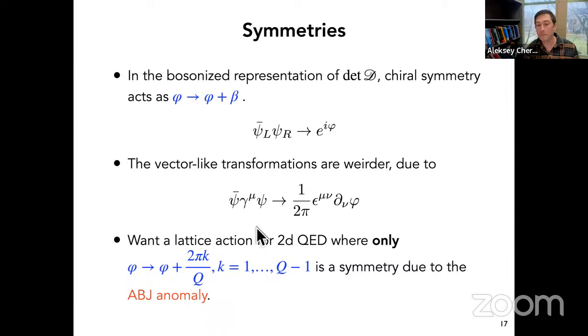QED, where only chiral transformations that act by a discrete set of angles are symmetries and the rest aren't. That would be the ABJ anomaly.